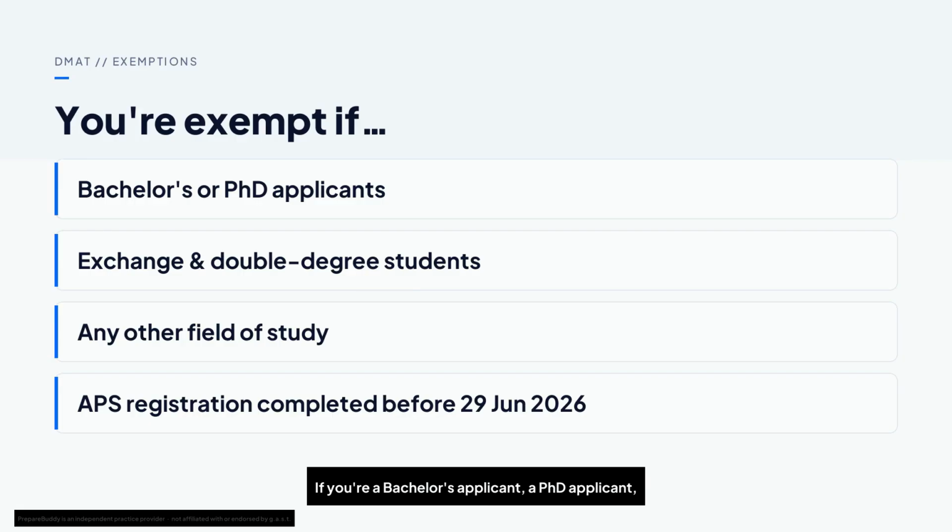If you're a bachelor's applicant, a PhD applicant, an exchange student in a different field, you already hold an APS certificate, or you completed your APS registration before the 29th of June 2026, you're exempt. Check that date. A lot of people are exempt and don't know it.